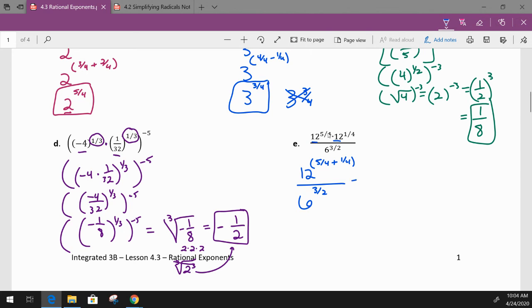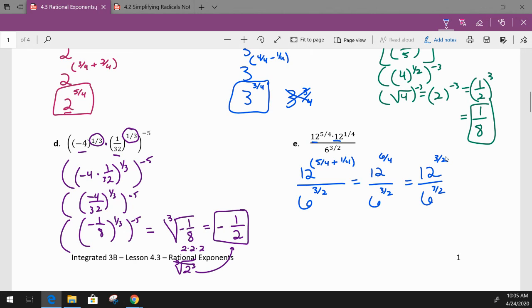All right, so when I add the exponents, the 5/4 plus 1/4 is equal to 6/4. Well, 6/4 is a fraction that can be reduced. So if I reduce the fraction 6/4, they have a common factor of 2, so I can reduce them both by 2. So now I'll have 12 to the 3/2 power over 6 to the 3/2 power.